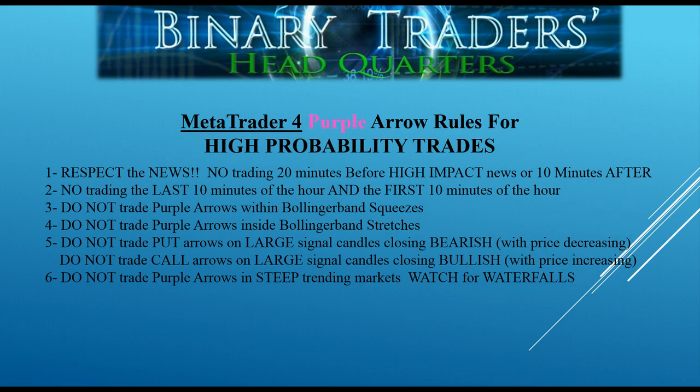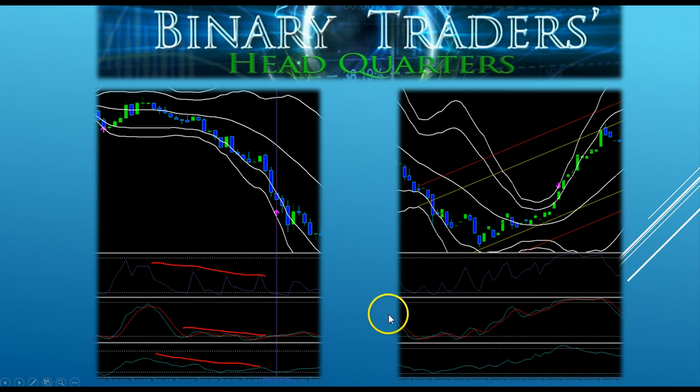All right, we do not trade purple arrows in steep trending markets. So we're watching out for waterfalls, right? So yeah, this is what we mean by a waterfall. When we see price going down, down, down, this is where the trend channel comes into play and why it's so important. Because if you had this trend channel on this particular setup, you would see it would be sharply downtrending, which would definitely let you know that you're in a steep trending market, and you wouldn't want to be taking any trades inside of that.